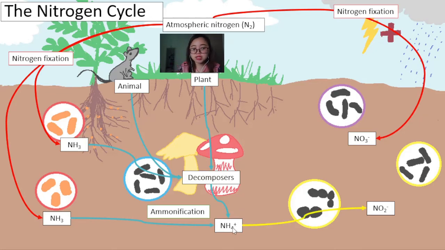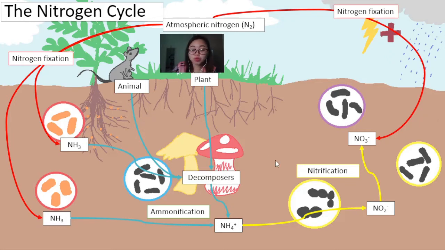Ammonium then continues in the cycle to become NO2 negative, which is nitrite, through a process called nitrification. So through nitrification, NH4+ will become NO2 negative. NO2 negative can undergo nitrification to become NO3 negative. So daripada nitrite, dia jadi nitrate. Now we have a lot of ammonia, ammonium, nitrite, nitrate in the soil. Which one can be used by the plants?